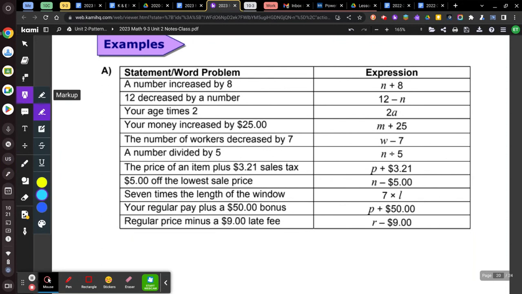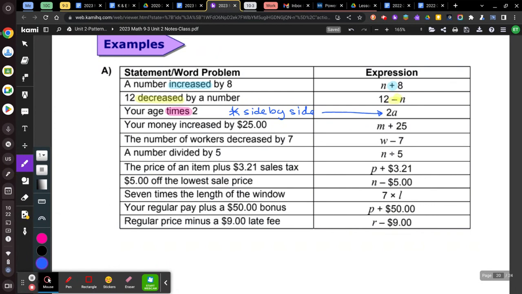Whenever we see certain words, they mean certain functions. When you see the word increased, that means adding. When you see the word decreased, that means subtracting. When you see the word timesing, that means multiplying. Now, multiplying, you write them side by side. So they sit side by side. It means multiplying. Okay, side by side means multiply.